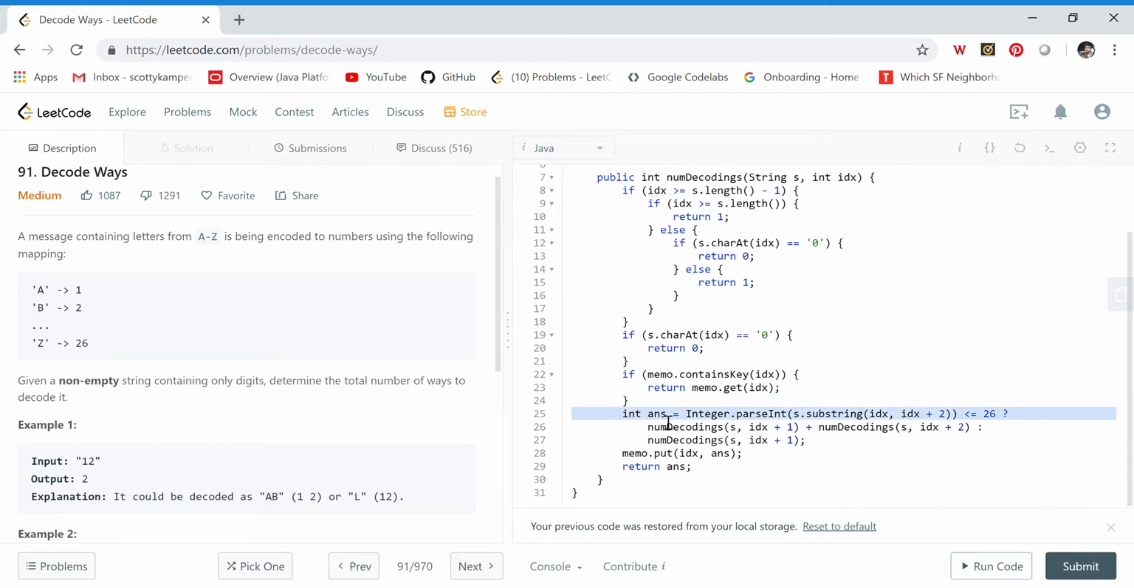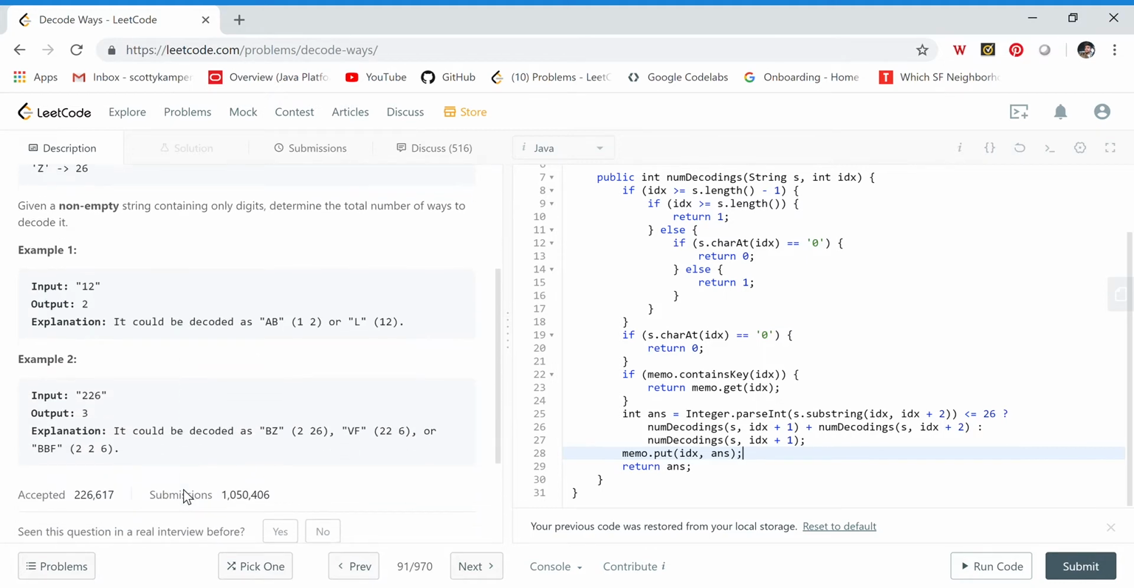So the number of ways to decode this string is, well, we have to make a decision. And there's 2 possible scenarios, okay? So let's take a look at 226 here. And let's say index is 0. Say index is pointing at this first 2 here. Well, we have 2 options, right?